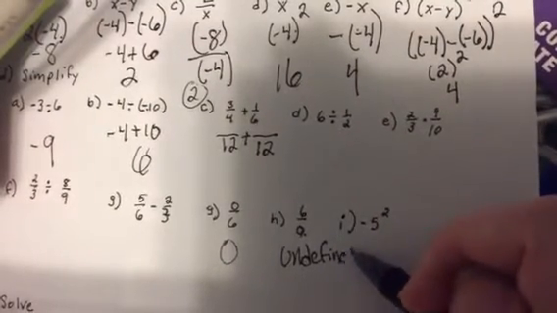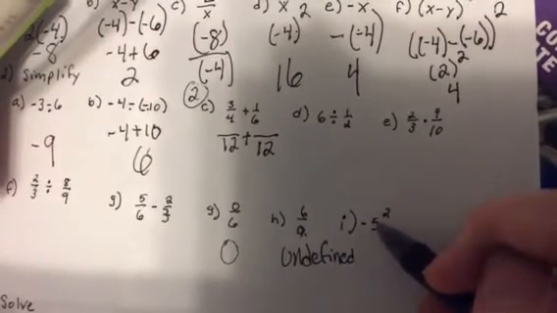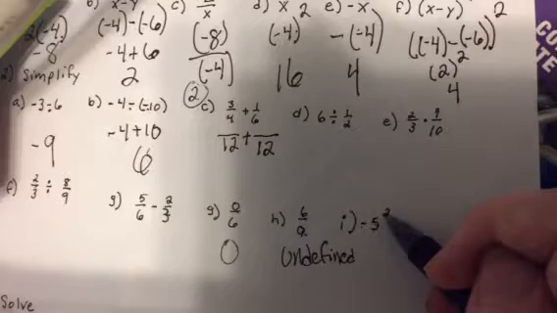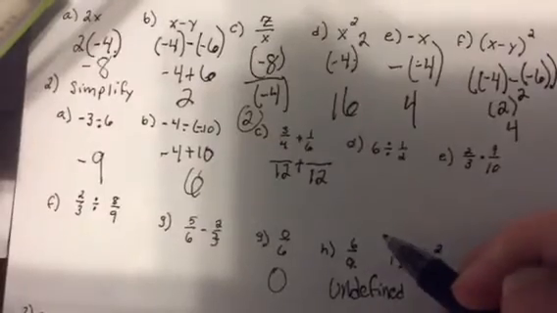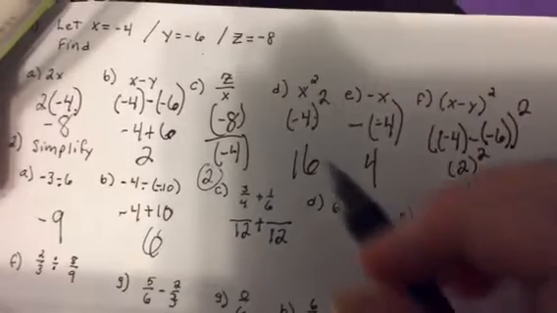Now this one, see, it's not in parentheses, so it's the opposite of 5 squared. 5 times 5, that's what a square means, is 25. The opposite is negative 25. Sorry I skipped down like that, but I just felt like it.